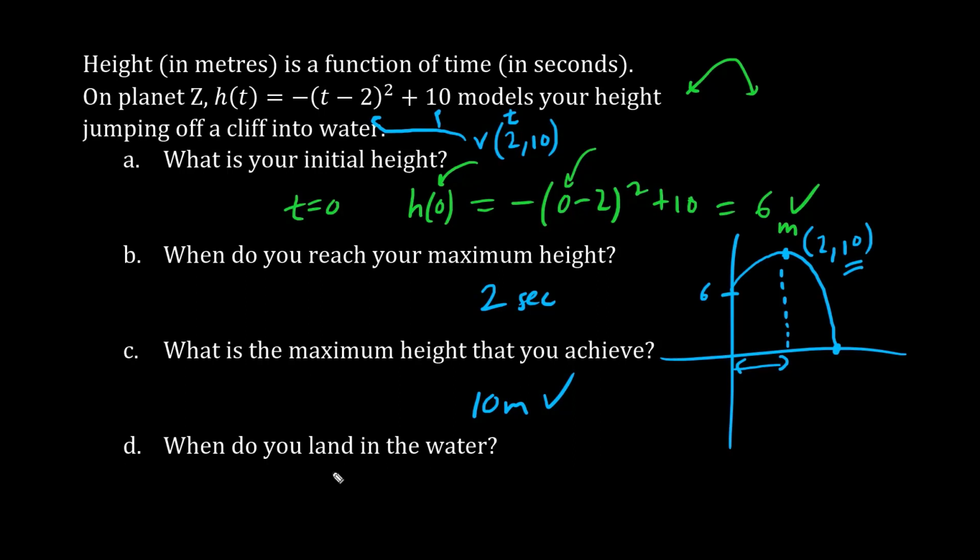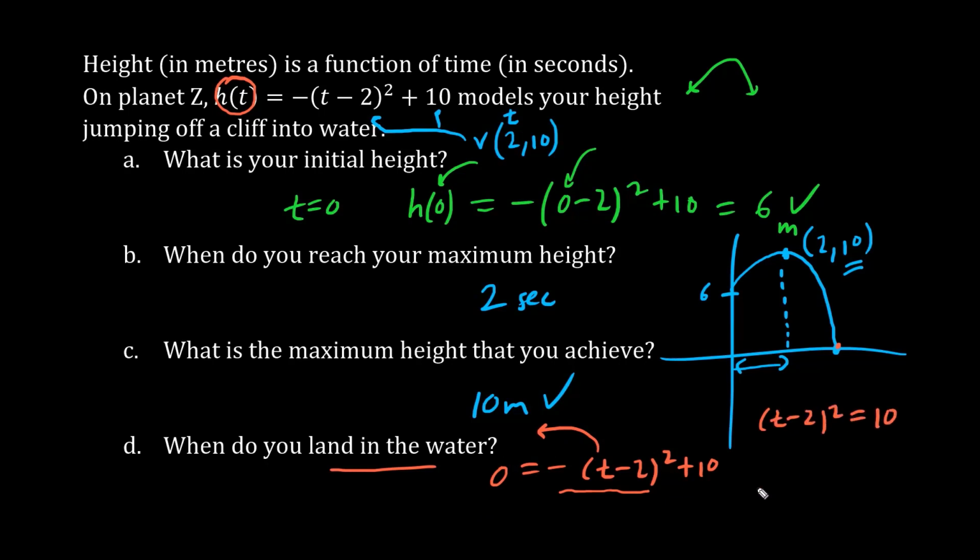Next, let's find out when we land in the water. When we land in the water, the height is not 10, it's not 6, it is 0. So we're allowed to set the h value, height, equals 0. So 0 equals minus t minus 2 squared plus 10. We copy the equation and we substitute 0. And we throw this negative term to the left side of the equal sign, so it becomes positive. We have t minus 2 squared equals 10.